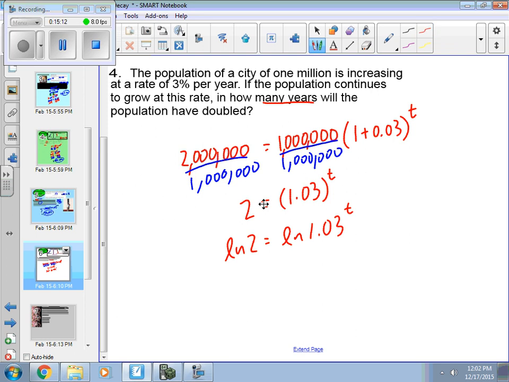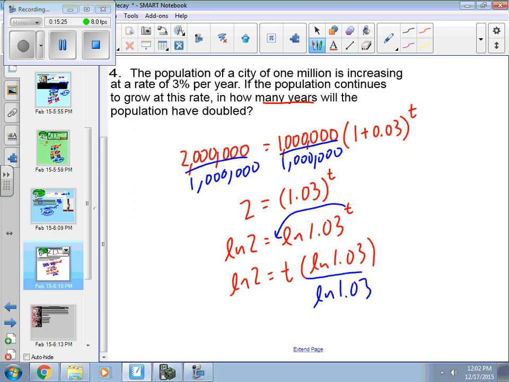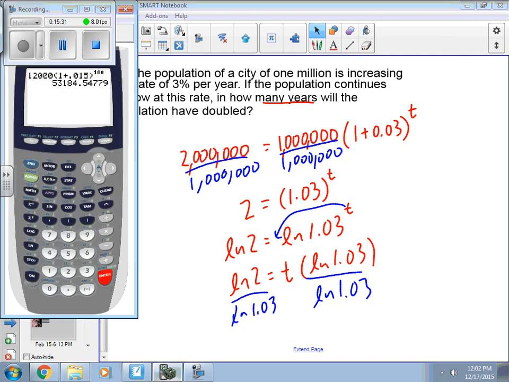That's going to let us move our exponent down using log properties. And now if we divide, we have our answer. So divide both sides by this. Now it's just a calculator problem. So on your calculator, type it in, you got your answer.